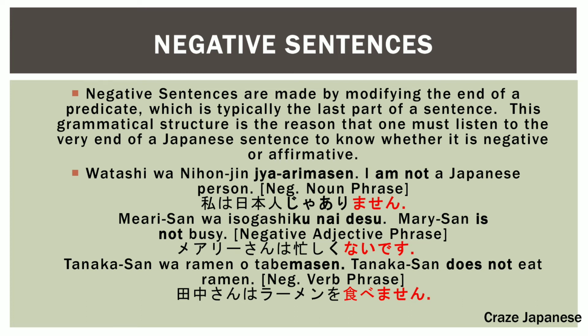An example is the same sentence: Tanaka-san does not eat ramen. Tanaka-san wa ramen o tabemasen, which means Tanaka-san does not eat ramen. So it's an example of a verb phrase.